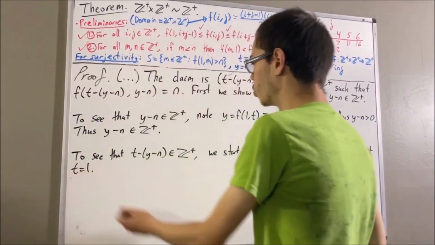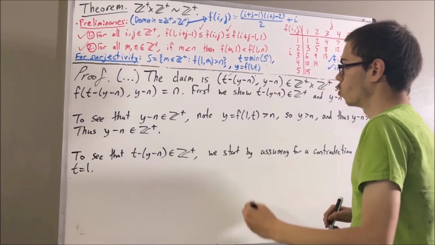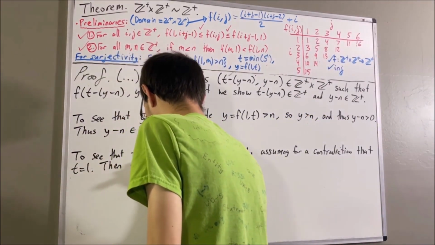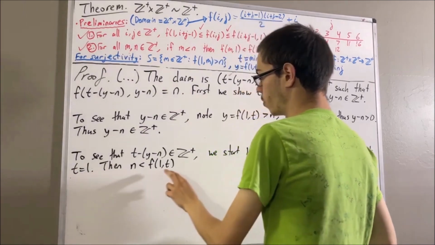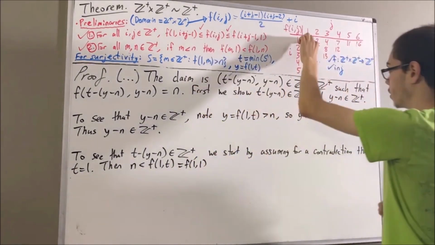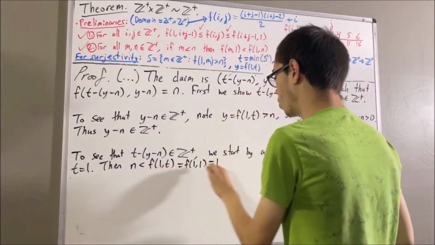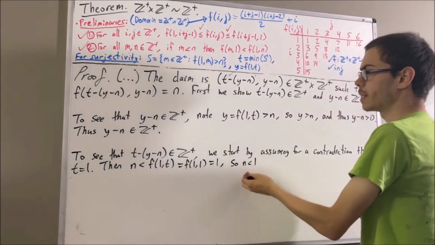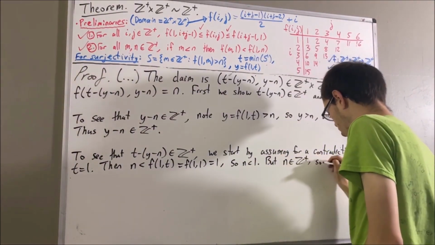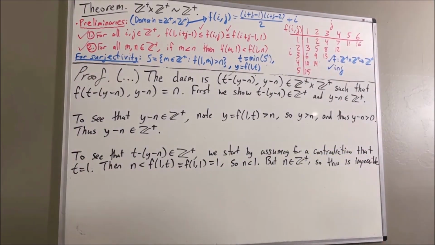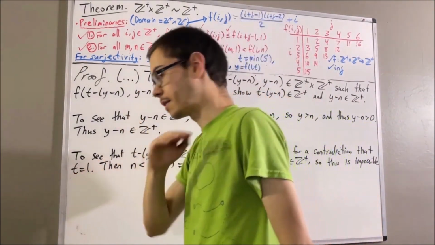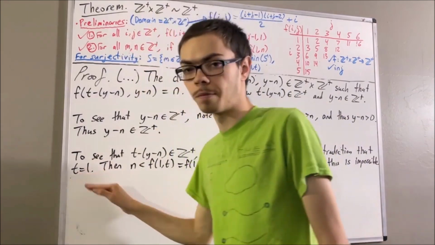What happens if t is equal to 1? Well, we know that n is less than f of 1 comma t. And since t is equal to 1, we can replace t here with 1. And we know that f of 1 comma 1 is equal to 1. So n is less than 1. But n is a positive integer, so this is impossible. Our assumption that t is equal to 1 led us to a contradiction, so we must instead have that t is not equal to 1.